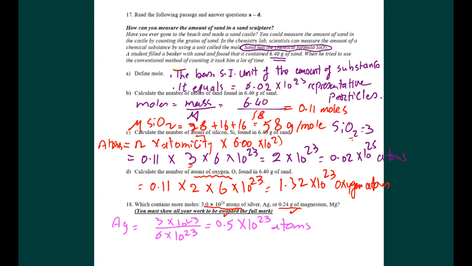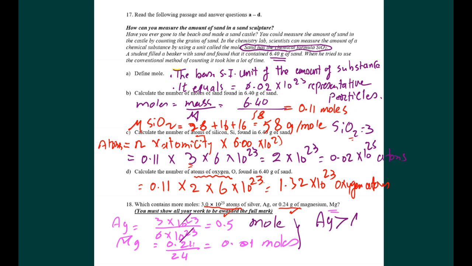And then for magnesium, Mg, you have the mass, you will divide it by the molar mass that you will get from the periodic table, 0.01 moles. Sorry, the answer here, this will be cancelled, so it will be half a mole. So which has more moles, silver or magnesium, according to these calculations? Okay, silver has more moles than magnesium.